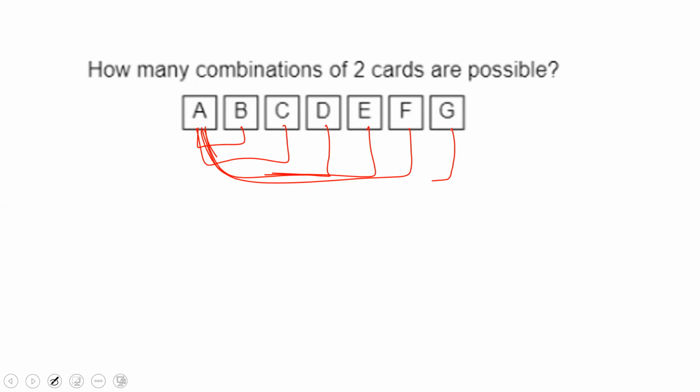But does it really matter if I picked the A first or the B first for the group of A and B? Not really. So we're just going to pick two unique cards. We're starting with seven cards there. Because it doesn't matter what order they're in, it's a combination. So seven choose two is the way we would read that. That's 21 ways I could pick two of those cards.